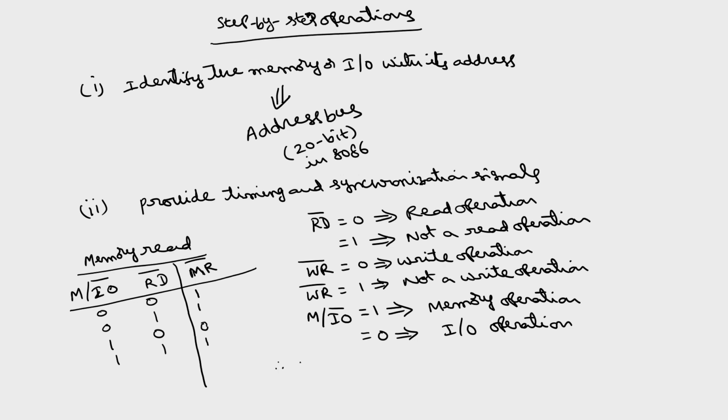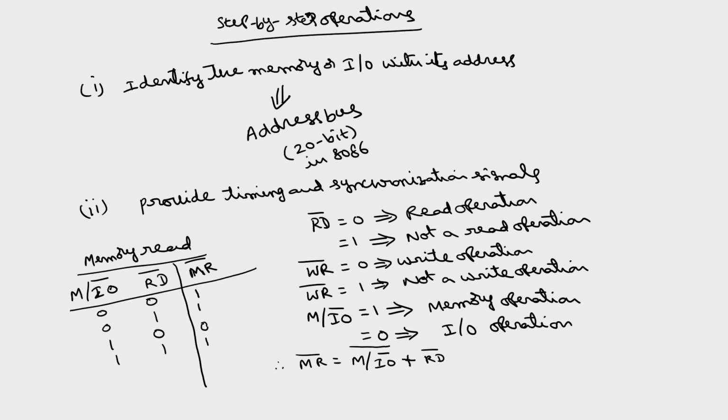So, the memory read bar logic expression will be memory read bar is equal to, so this is 0. So, we can have M by I O bar is 1. So, M by I O bar plus RD bar. RD bar is 0 means you have to take RD bar. So, using these signals we can generate memory read bar. If memory read bar is say 0, then this will be 1. So, memory read bar is 1 plus anything is 1.